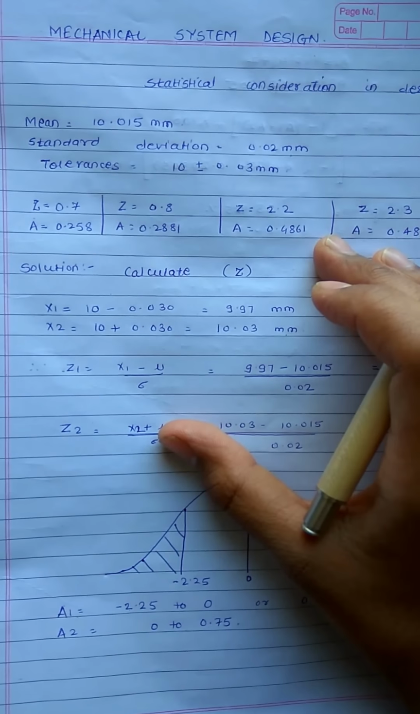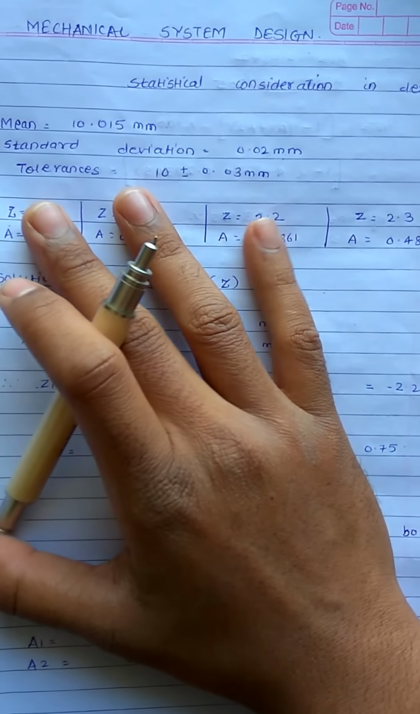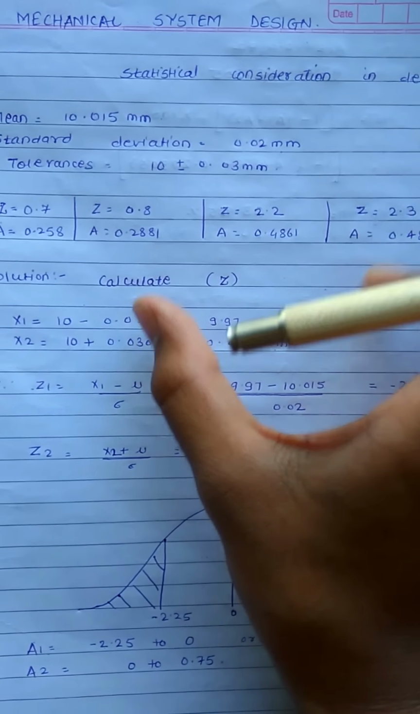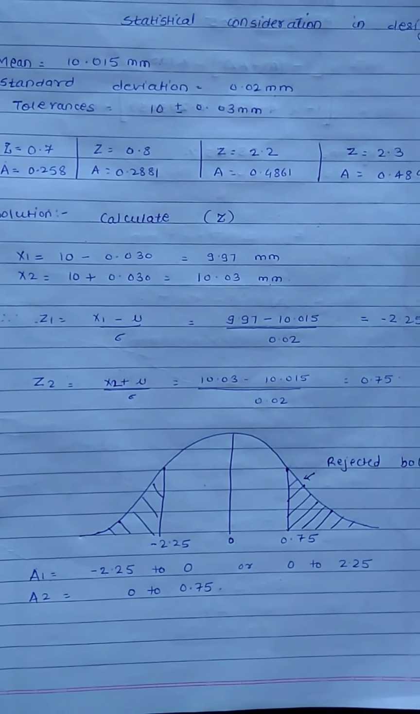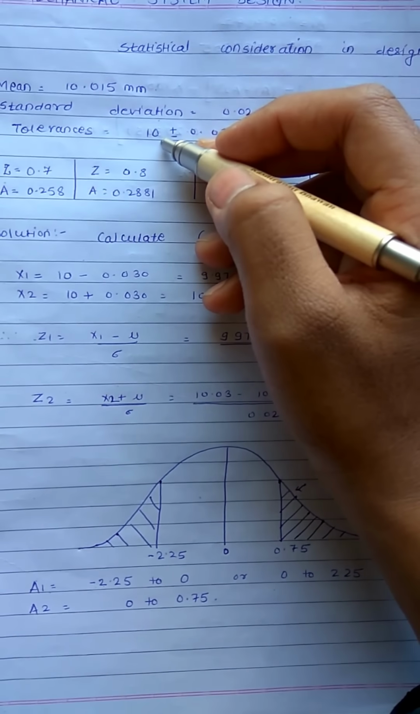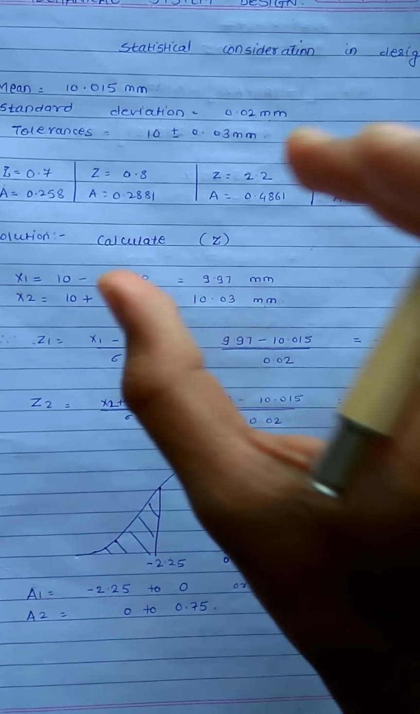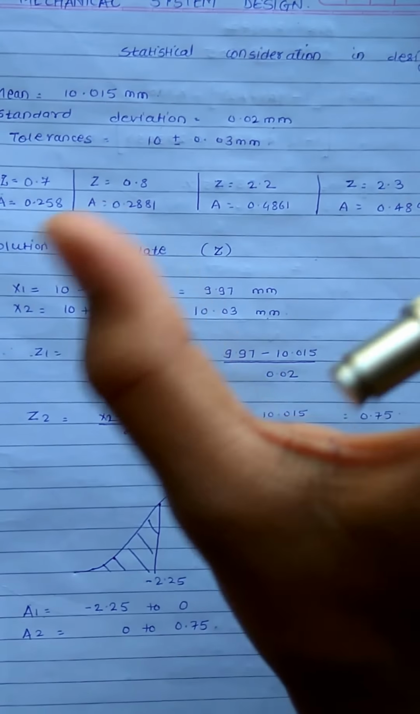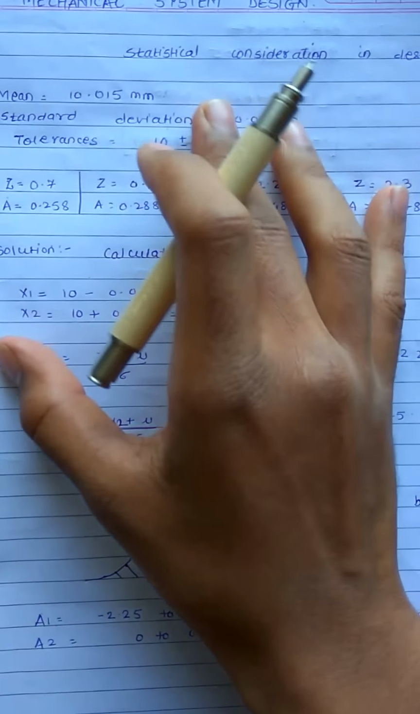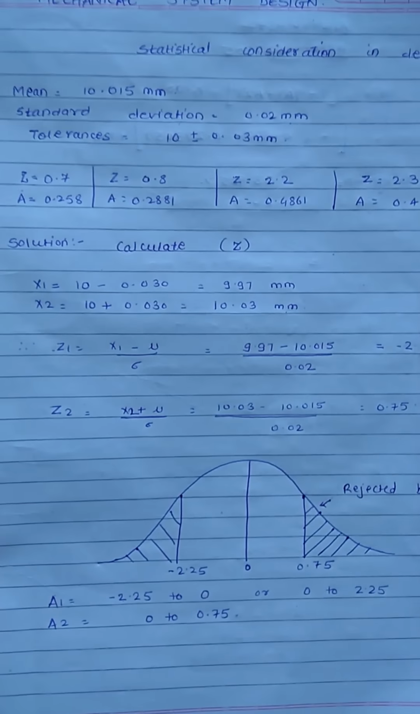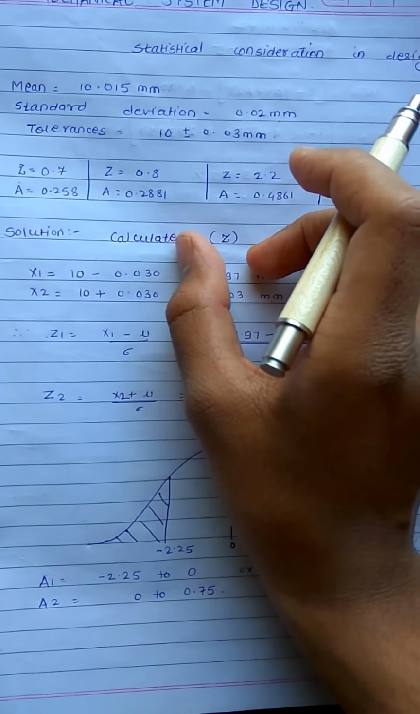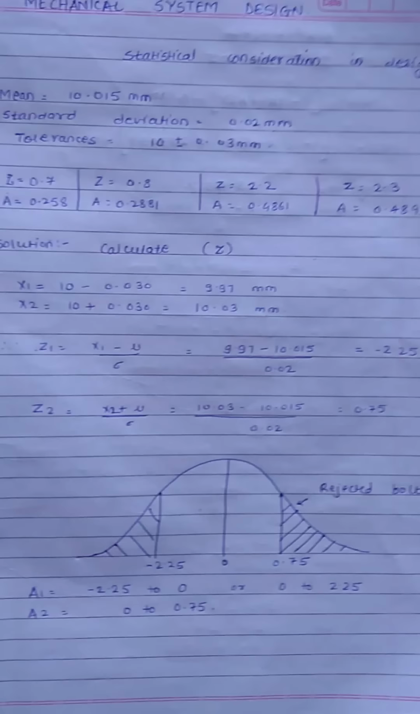In this particular numerical we have to find out the number of rejected rivets or the forgings from the given data. Let's see how to solve. Mean, standard deviation and tolerances are given. This is the main dimension. The standard deviation and mu is always given. These are the areas which may or may not be provided to you. We will be seeing how to solve them from the chart given in the textbooks. Calculate Z.